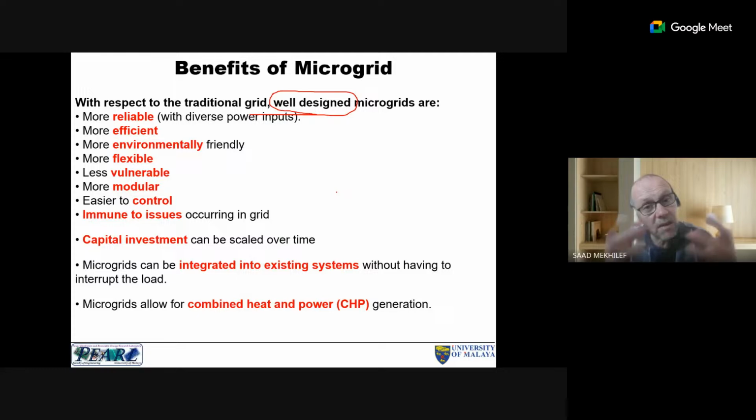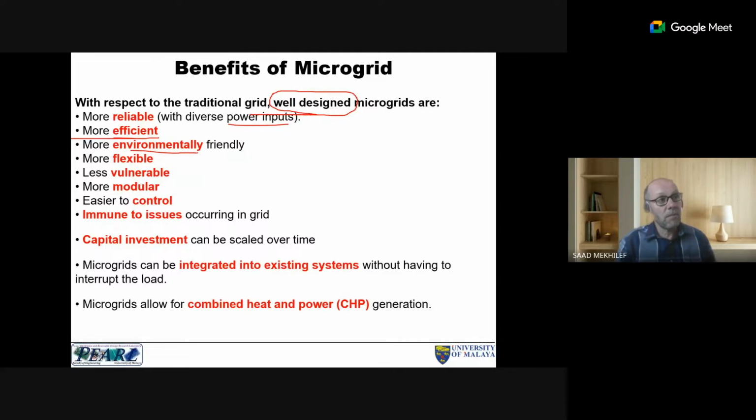If my microgrid is just to provide, for example, lighting to the homes within a community, then maybe the most important will be the cost. Okay, all right. So that's the point of the well design. So it is more reliable, with diverse input of power. It's more efficient.